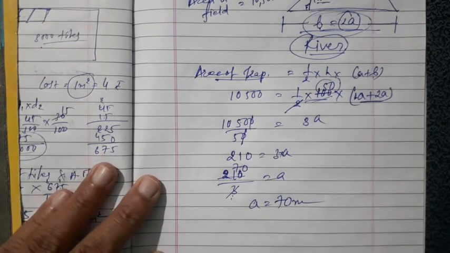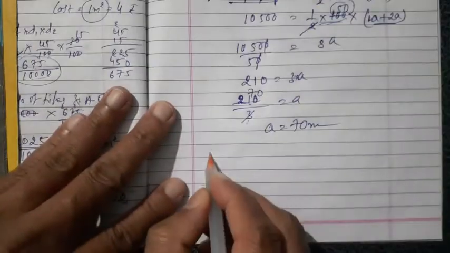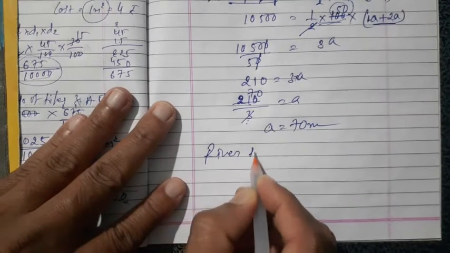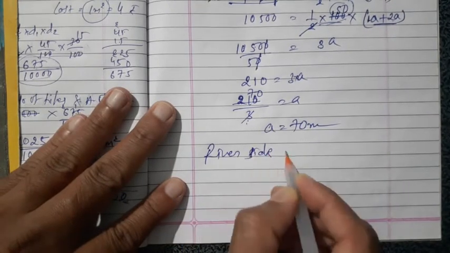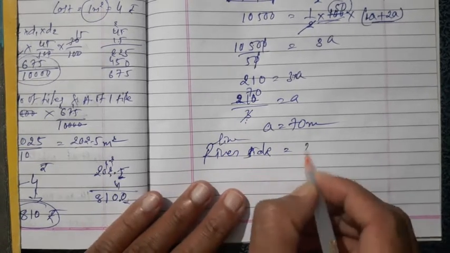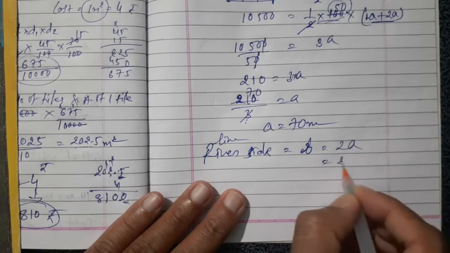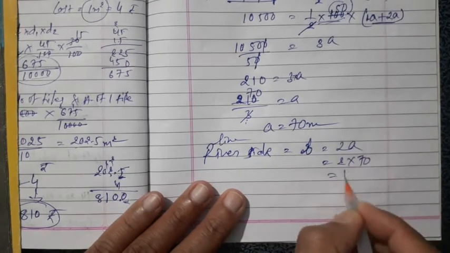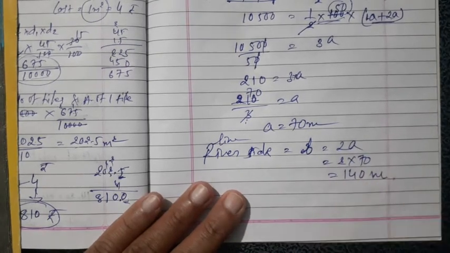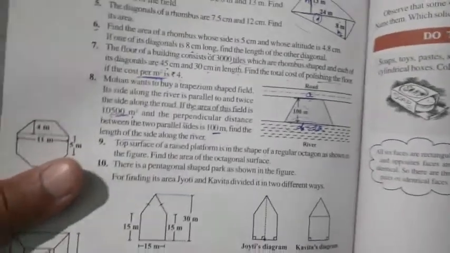Okay. And then we want to find river side. So river side equals, means length of field at river side equals B, and B is double of A, means 2A. So 2 into 70 equals 140 meter. That's your answer. Okay. Now next, number 9.